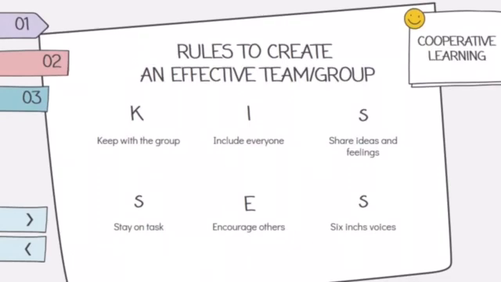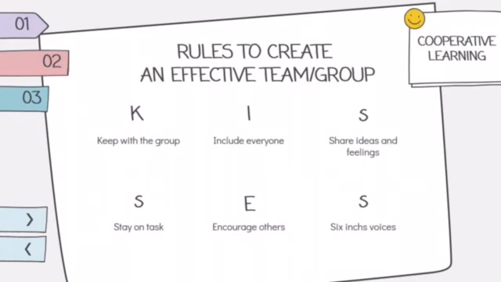So what are the rules? As all of you can see, the abbreviation KISSES represents classroom rules as described below. Okay, first, K stands for keep with the group. It means the student is always in the team. I stands for include everyone. It means the leader has to make sure that all members in the group are involved.